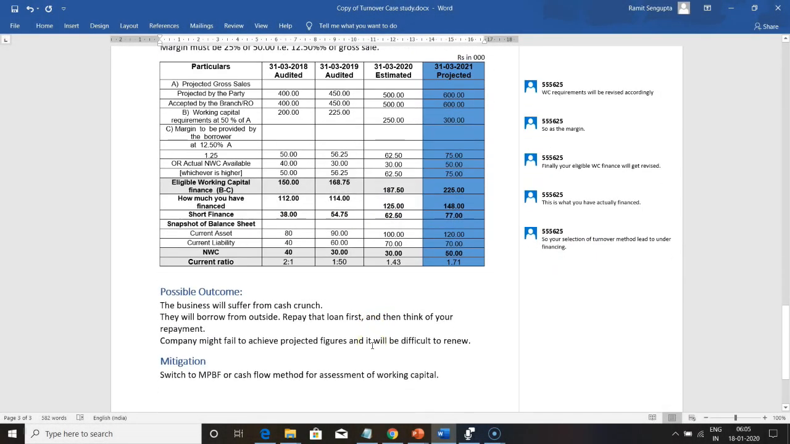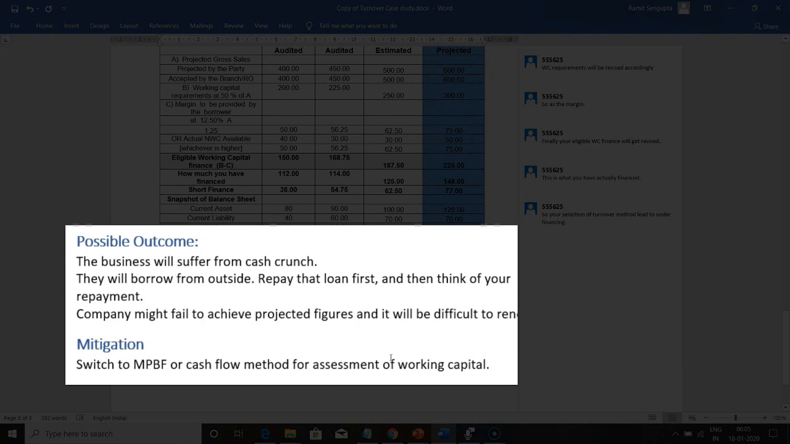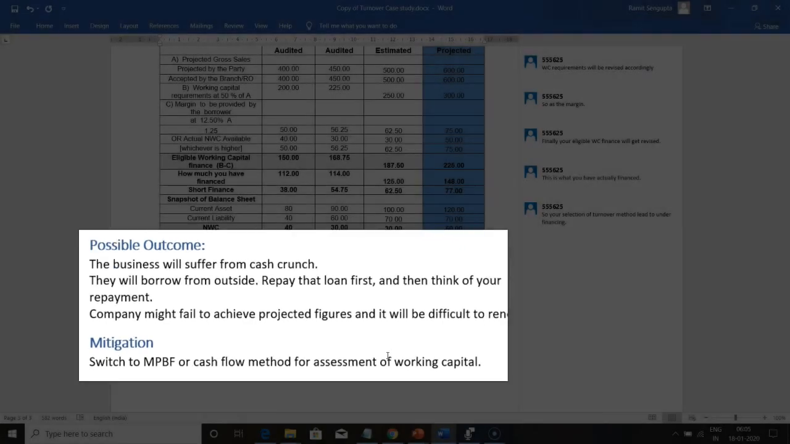What could be the possible outcome of this? The business will suffer from a cash crunch. They will borrow from outside, repay that loan first, and then think of your repayment. Company might fail to achieve projected figures and it will be difficult to renew the account. What are the mitigation steps for this? You have to switch to MPBF or cash flow method of assessment of working capital.